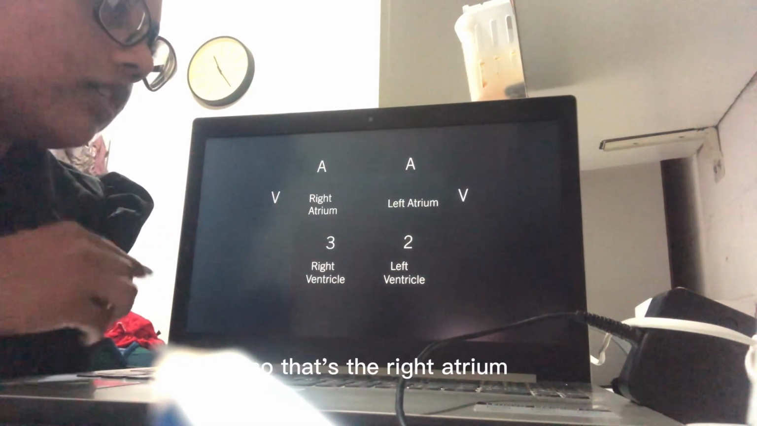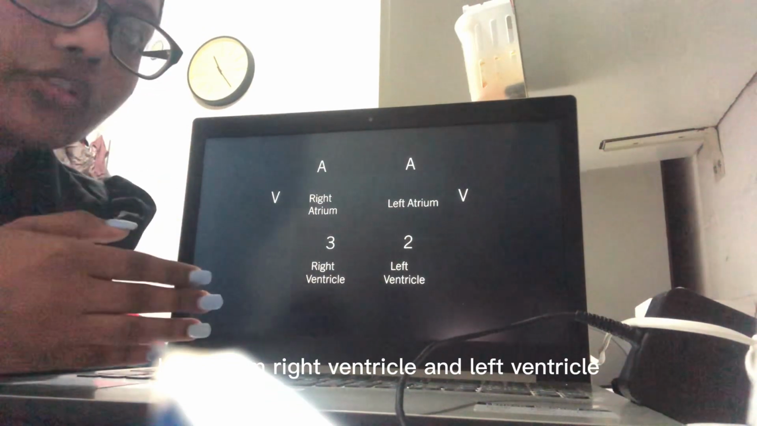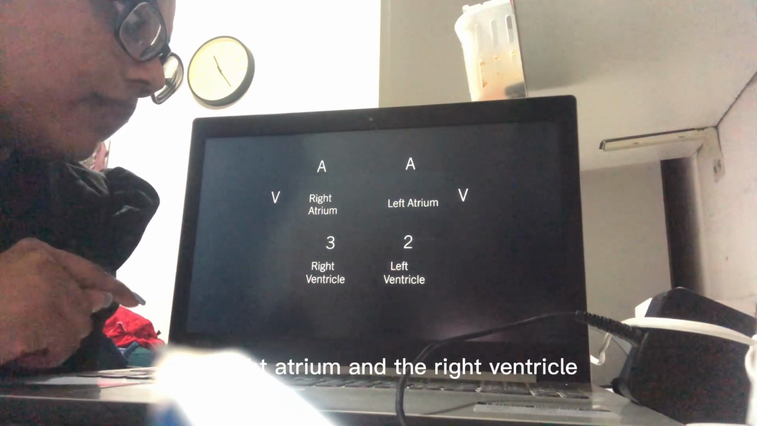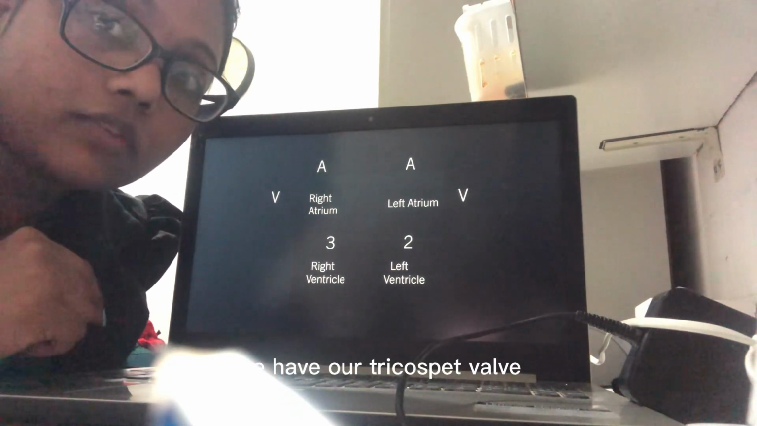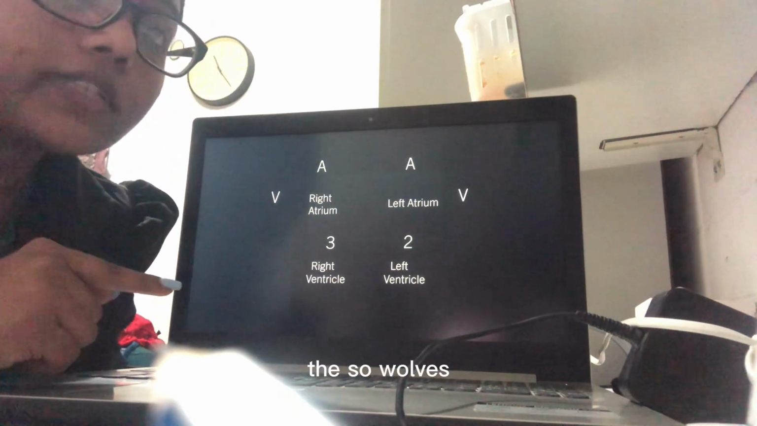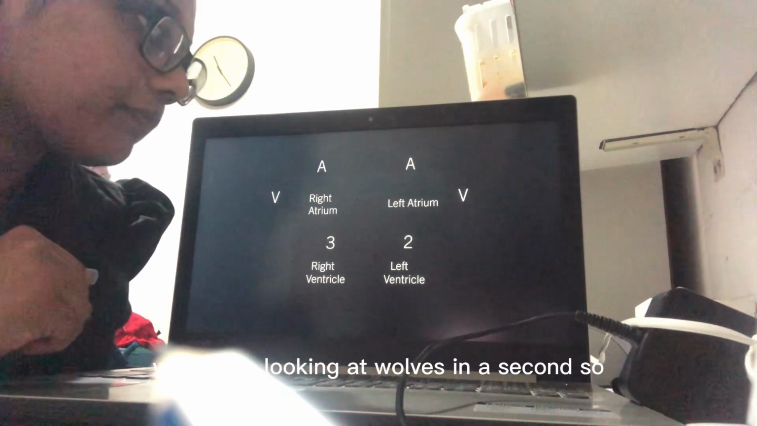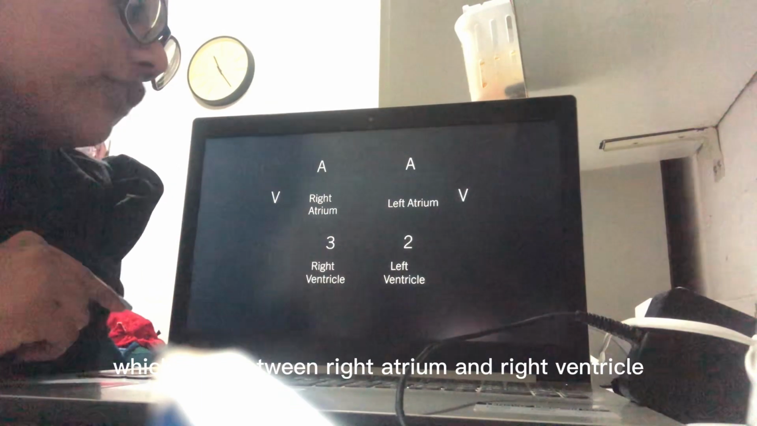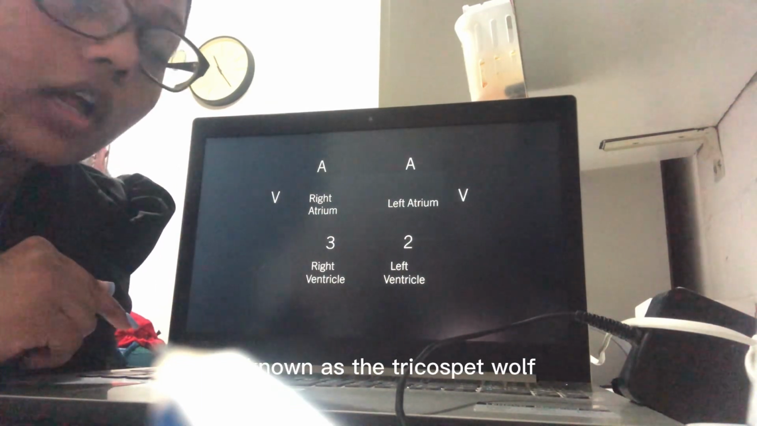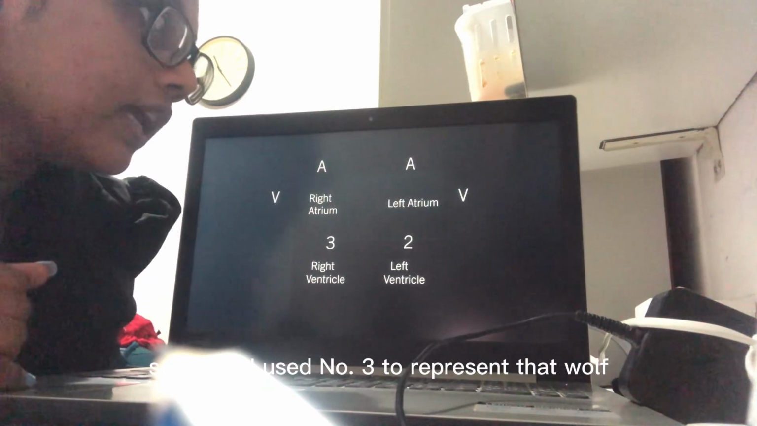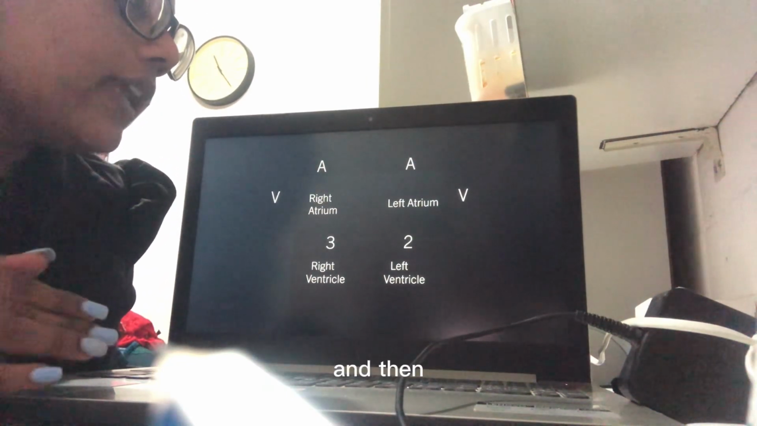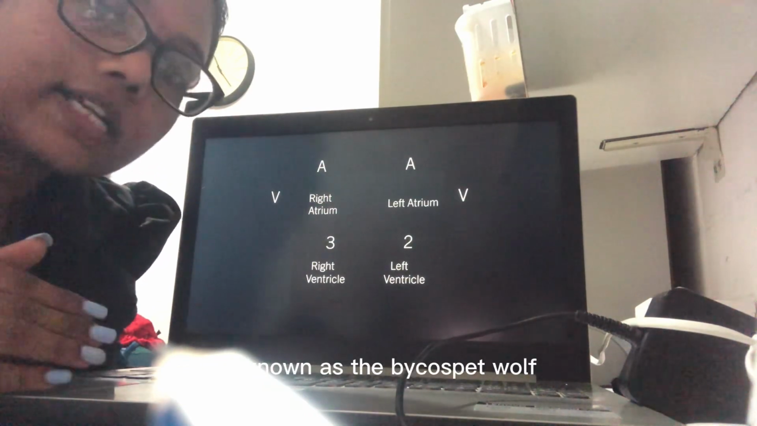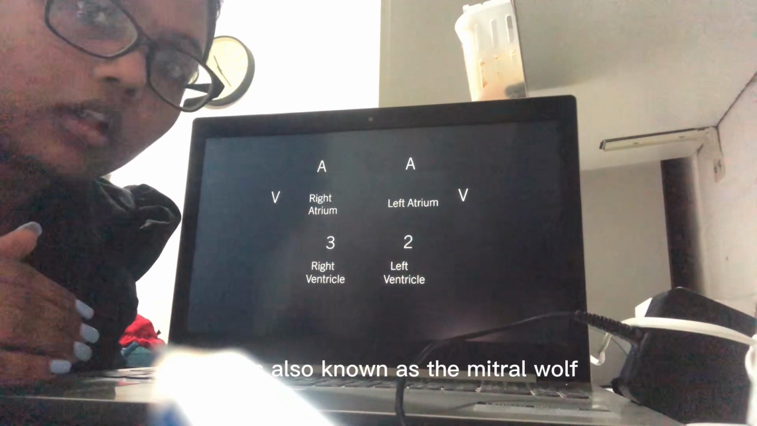So there's the right atrium, right ventricle, left atrium, and left ventricle. Those are the four chambers of our heart. In between the right atrium and the right ventricle, we have our tricuspid valve. We will be looking at valves in a second. So the valve in between the right atrium and right ventricle is known as the tricuspid valve, hence I used number 3 to represent that valve. And then the valve in between the left atrium and left ventricle is known as the bicuspid valve, which is also known as the mitral valve.